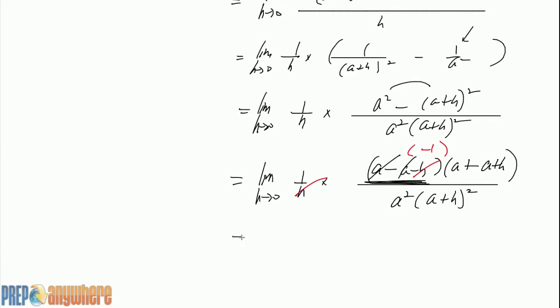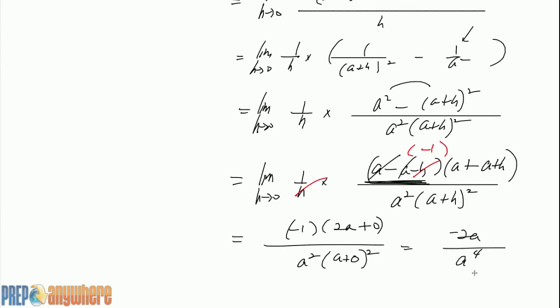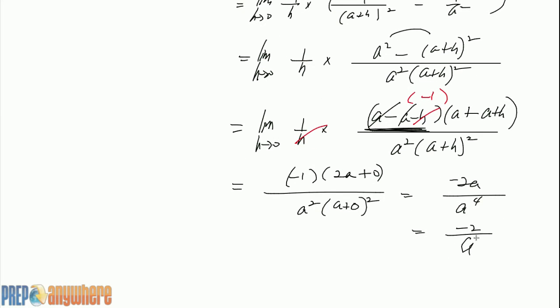Now let's replace h with 0, and we get minus 1 times (2a plus 0), over a squared times (a plus 0) squared. Okay, so we get minus 2a over a to the power of 4, which is minus 2 over a to the power of 3. Okay, so that's a derivative. That's ds over dt when t is equal to a.